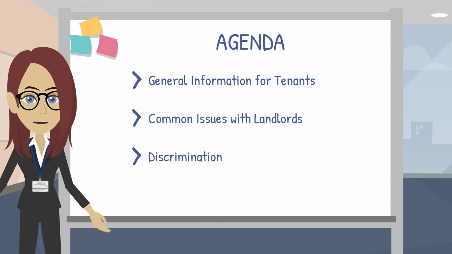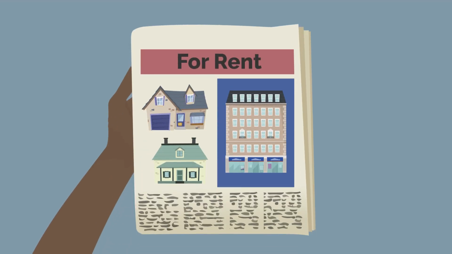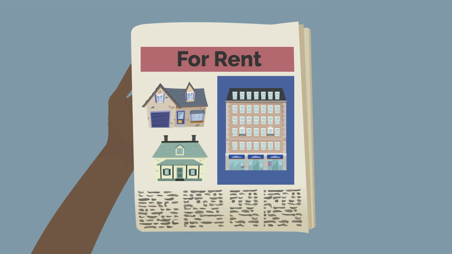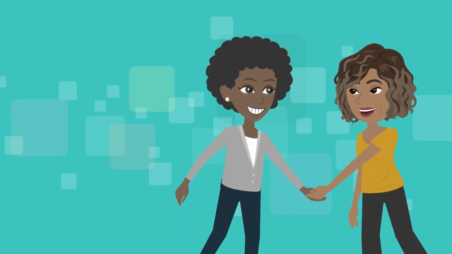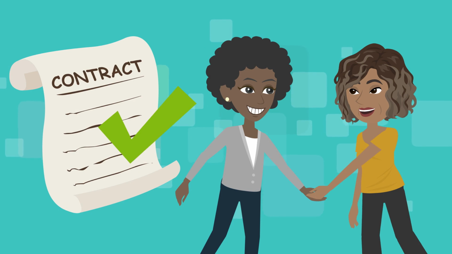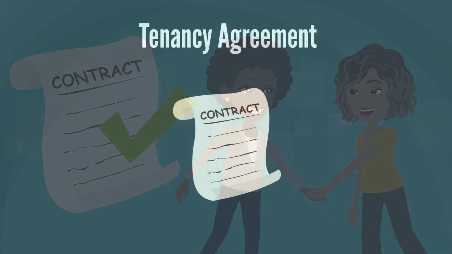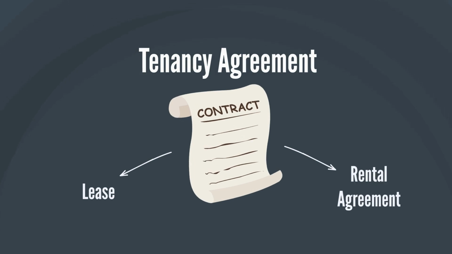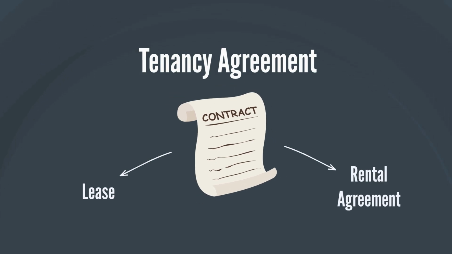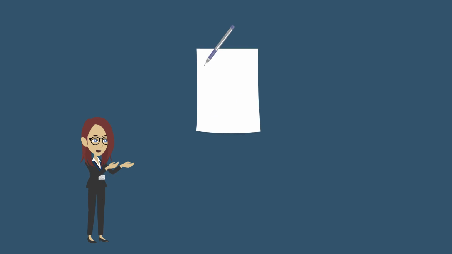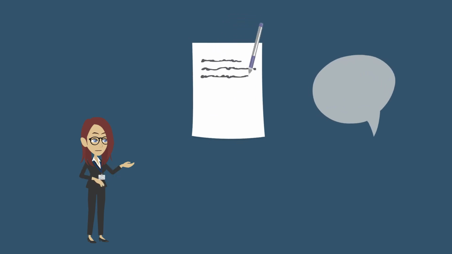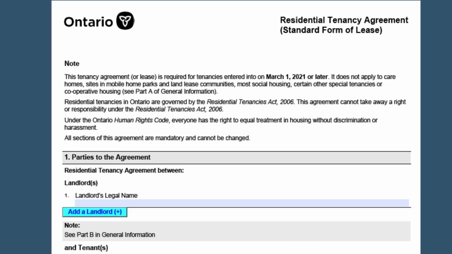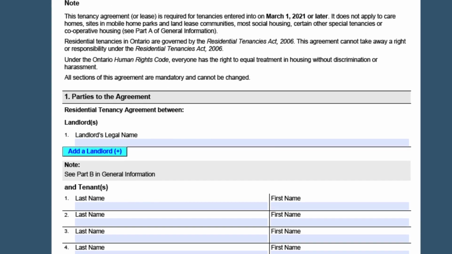Let's start by taking a look at some of the things to keep in mind if your client is looking for housing. The first thing to keep in mind is that your client's landlord might ask them to sign a tenancy agreement. A tenancy agreement is also sometimes called a lease or a rental agreement, but it's a legal contract between a tenant and a landlord. These are usually in writing, but they can include verbal agreements. Ontario also has a standard lease form, and your client has the right to an agreement on this form.